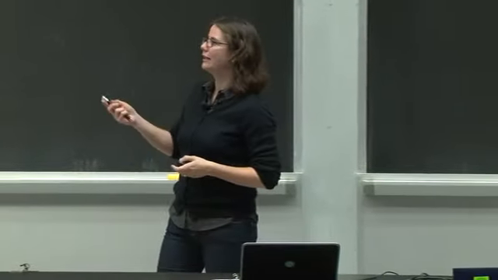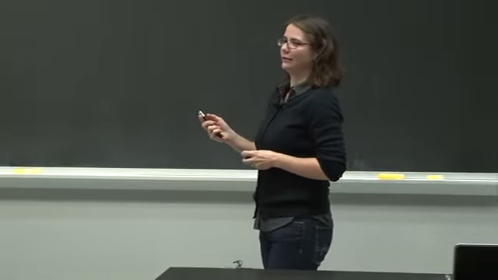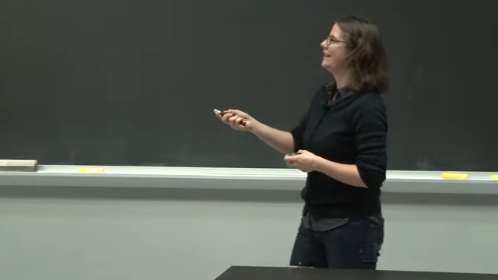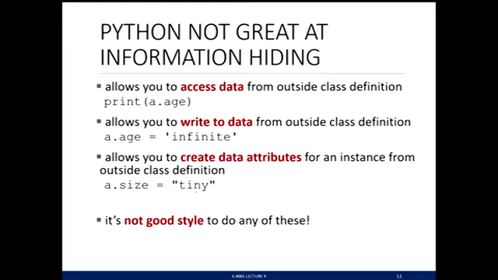Okay? Python allows you to do certain things that you should never be doing. Okay. So the first we've just seen. So the first is to access data attributes from outside of the class. Okay? So if I were to say a.age, Python allows me to do that without using a getter and setter.